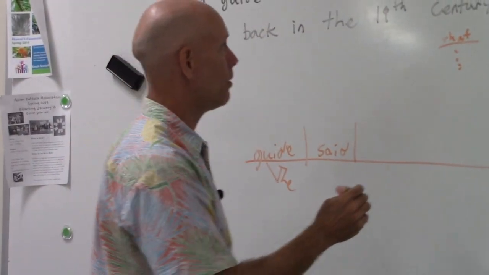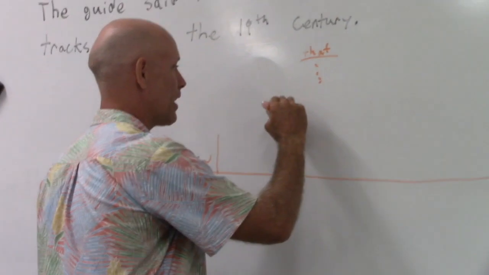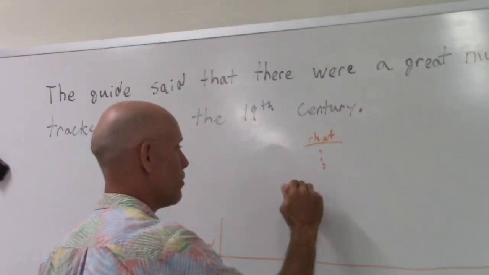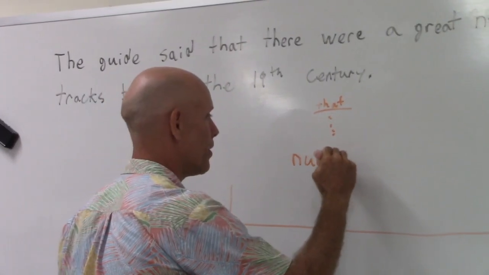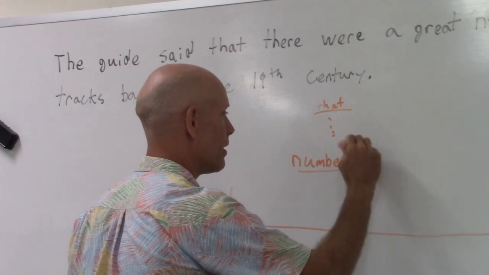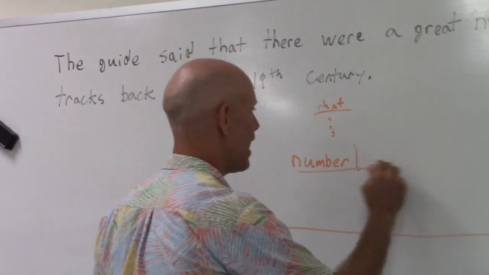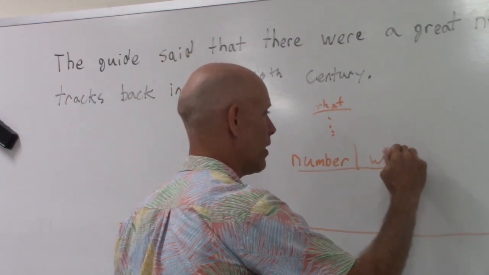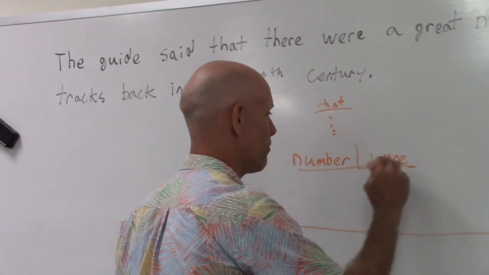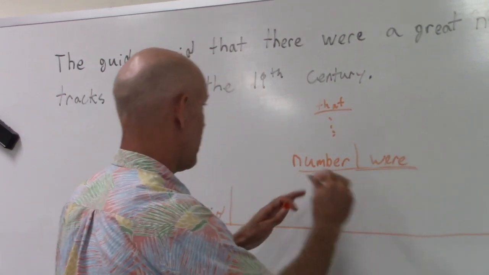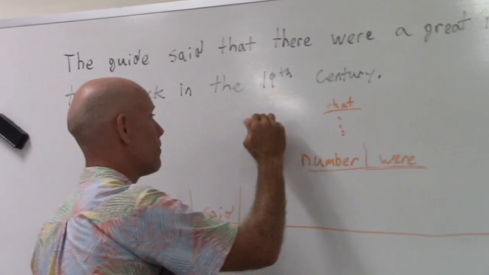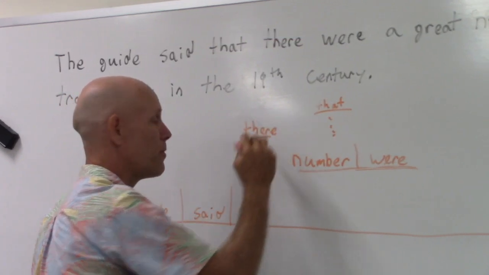All right, now, this is a little tricky because it's the there transformation. I don't know if you remember that. So number is my subject. And were, it'll look ungrammatical here, but that's all right for now. And the there, this is from your there transformation.